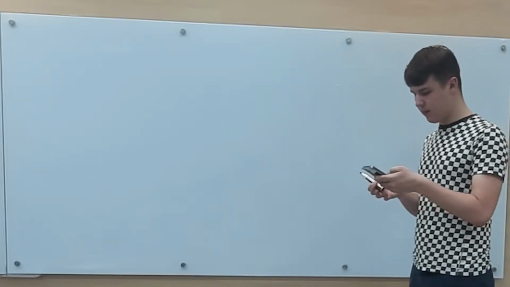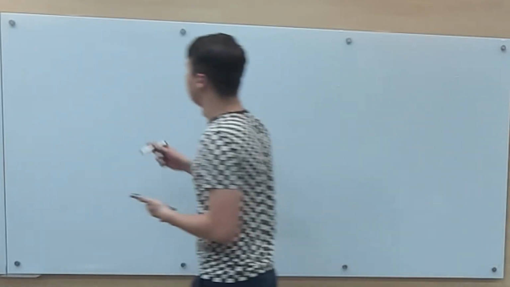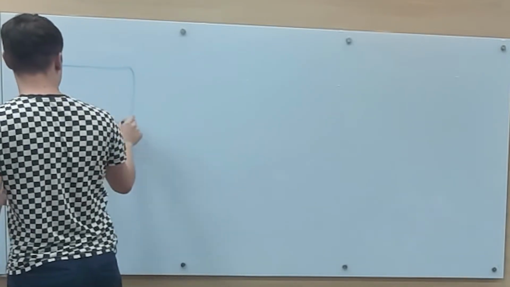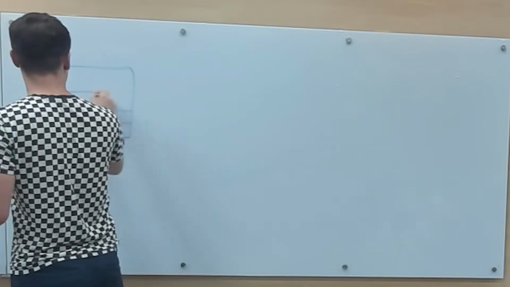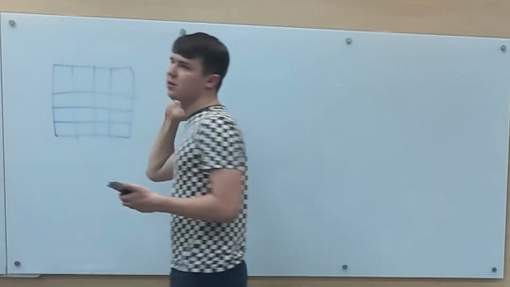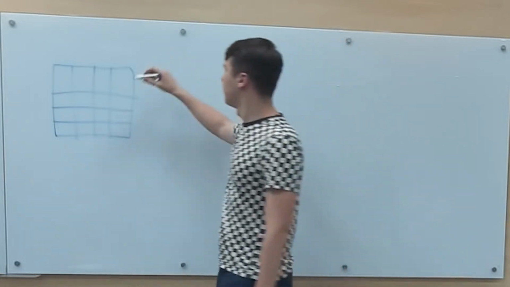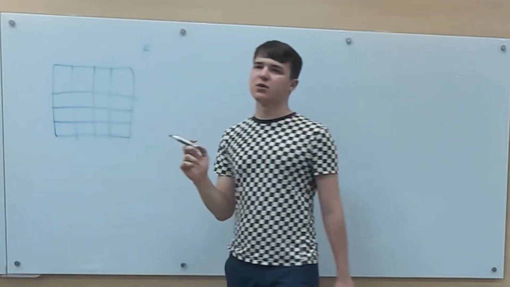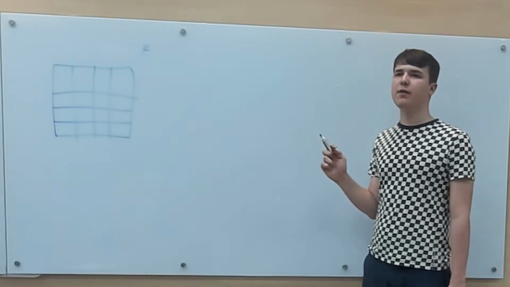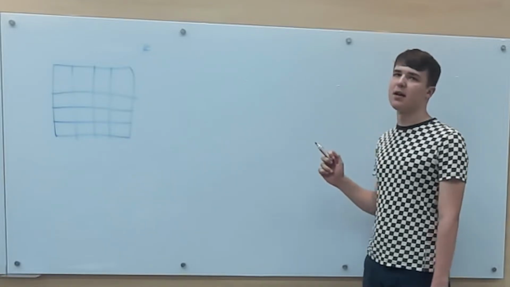Okay, so the next task is grid. In this task we had a grid graph and some number k, and we're asked to output a spanning tree of this graph such that the diameter of this spanning tree is exactly k.